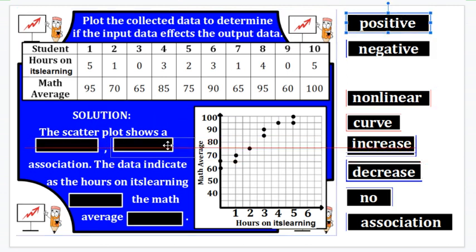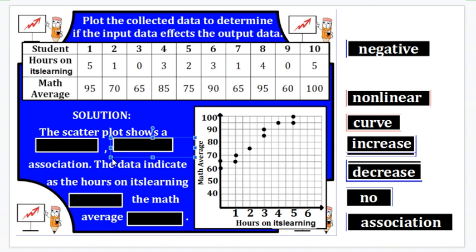Let's see if this one works. You can just fill it in, a linear positive association, and the data indicate that as the hours on its learning blank, the math average is blank. So remember, positive means as the hours on its learning, that's our x-axis, what's happening to the hours on its learning from left to right, as they increase, what happens to the math averages? Seems like as its learning hours increases, the math averages also increases, so that's why it was positive. As x increases, y increases. So as hours on its learning increases, the math averages also increase.